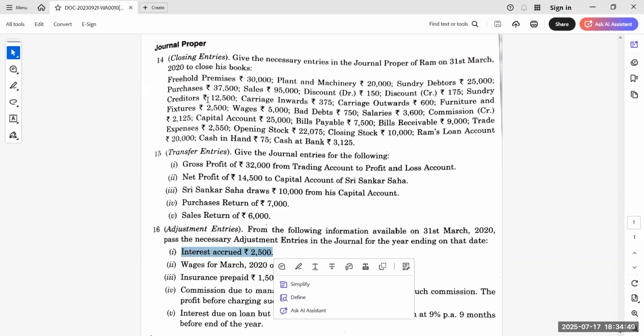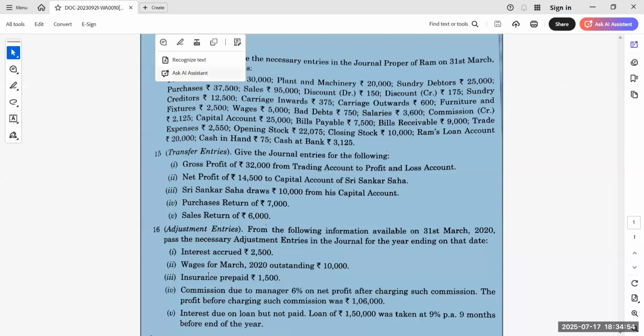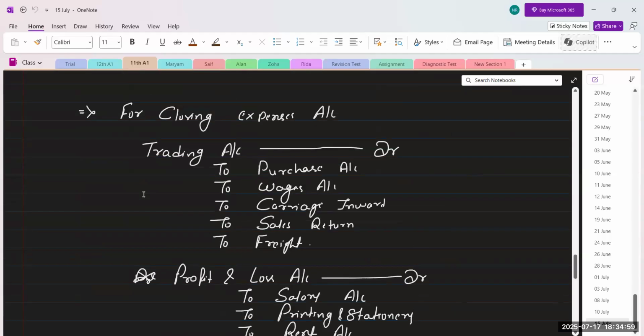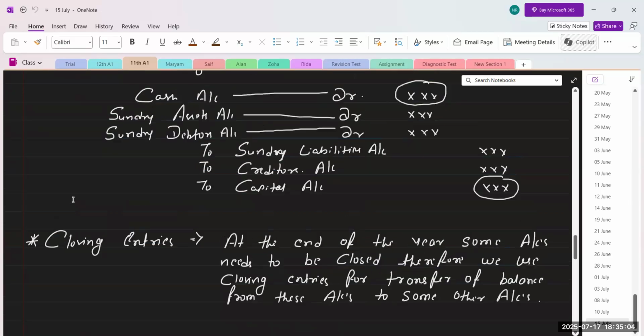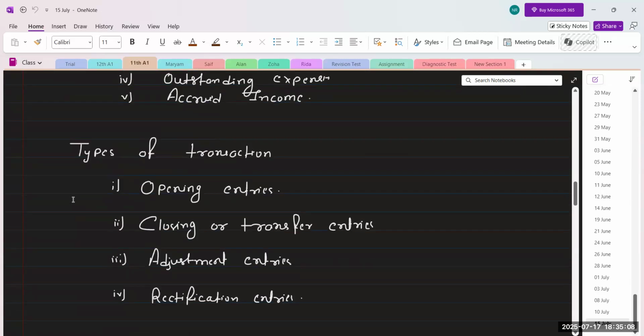But I told you that you have to solve only this question and the 14th and 15th. The third one I didn't tell you to solve, because we have discussed only closing entry and transfer entries. Oh, I did the first two. Okay. So the third one is adjustment entry and this rectification entry. We will discuss this topic in a separate chapter, rectification of error. Okay.